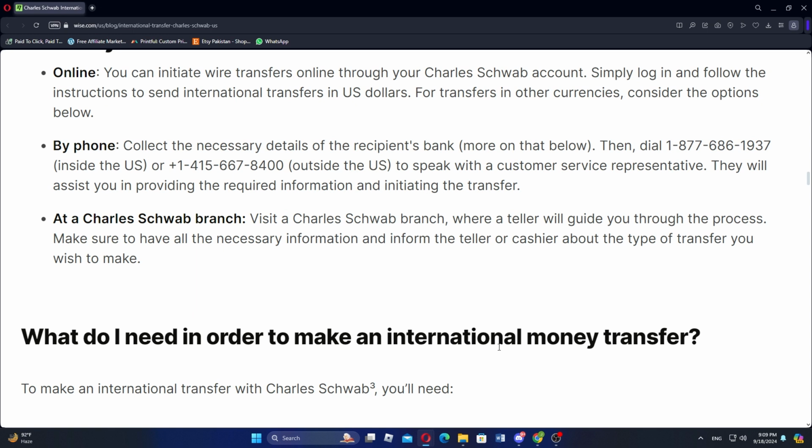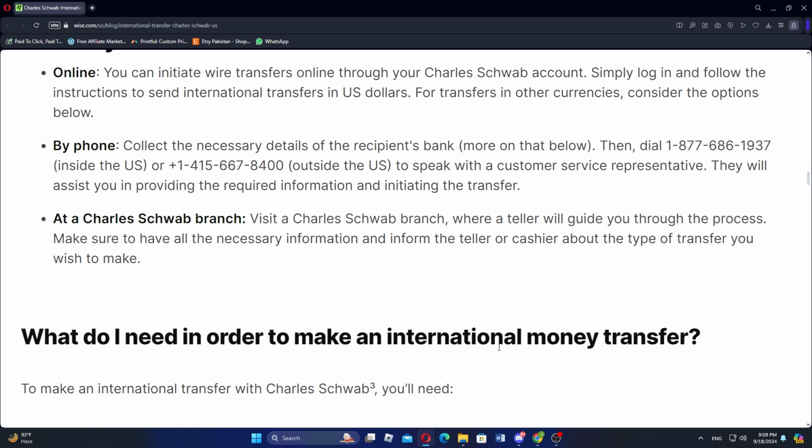For transfers in other currencies, consider the options below. First, collect the necessary details of the recipient's bank. Then dial 1-877-686-1937, which is for inside the US, or +1-415-667-8400, which is for outside the US, to speak with a customer service representative. They will assist you in providing the required information and initiating the transfer.